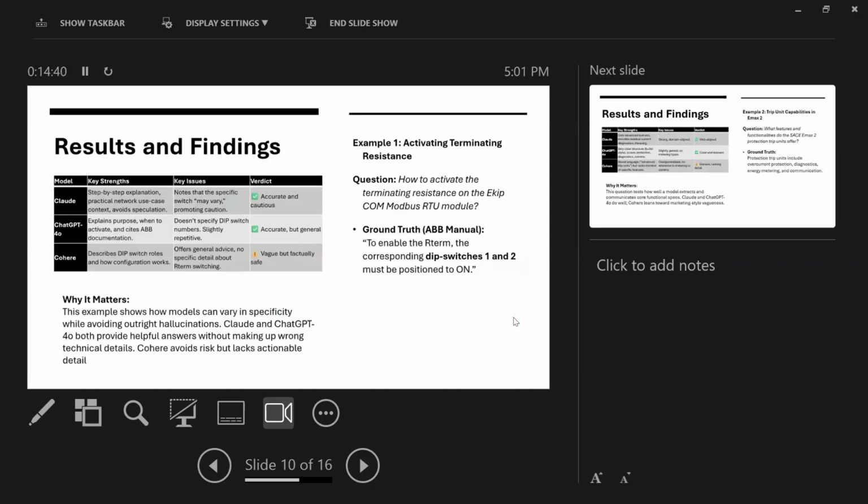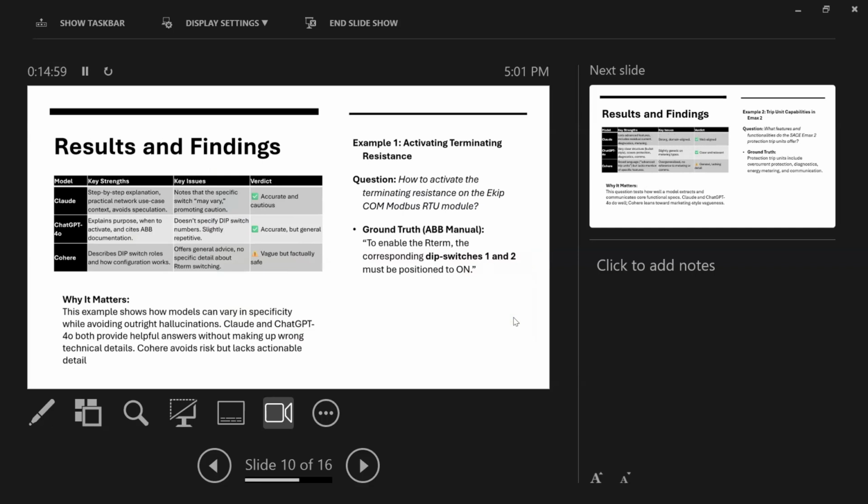And next, I will show you why the qualitative method is as important, or maybe even more important sometimes, than the quantitative method for checking the answers. I give 3 examples. We'll start with the first one, which is activating terminating resistance.